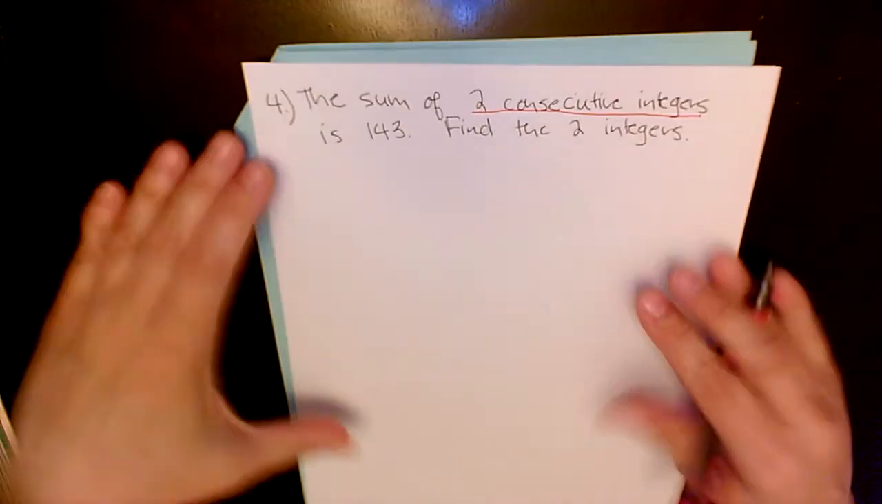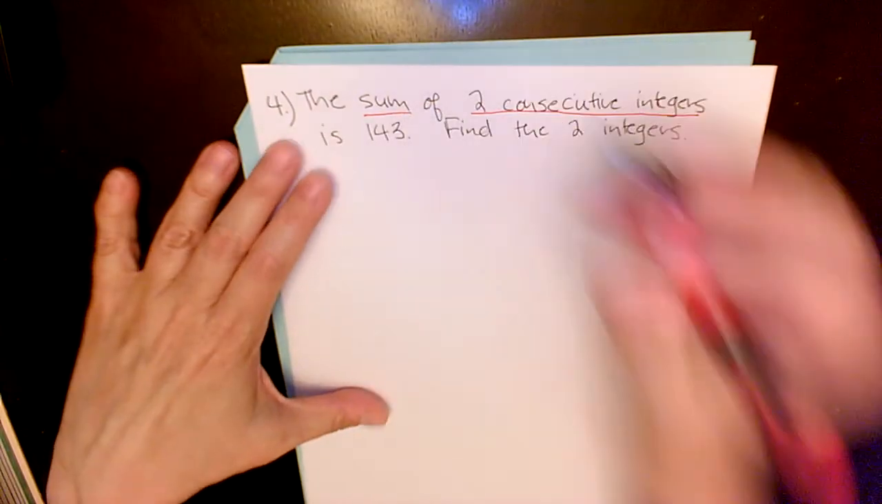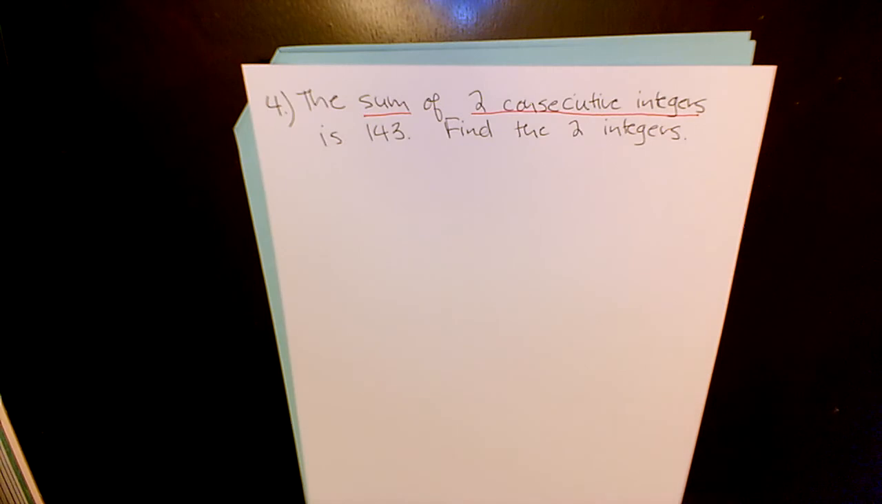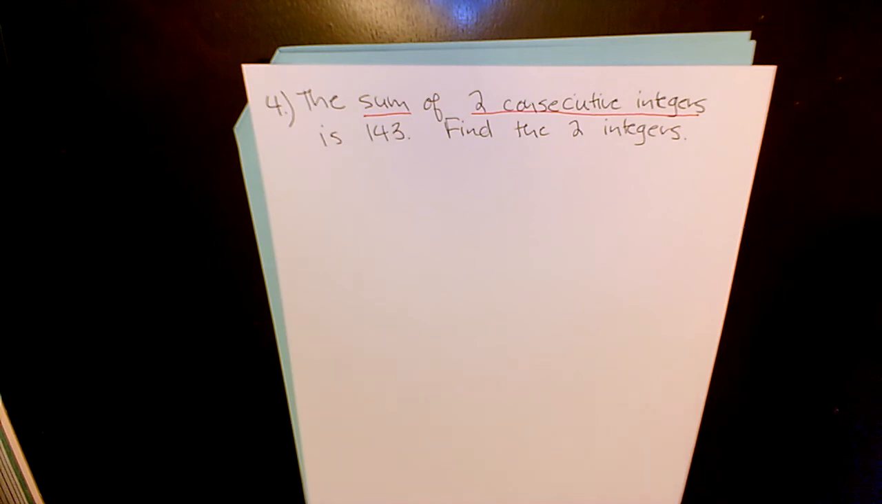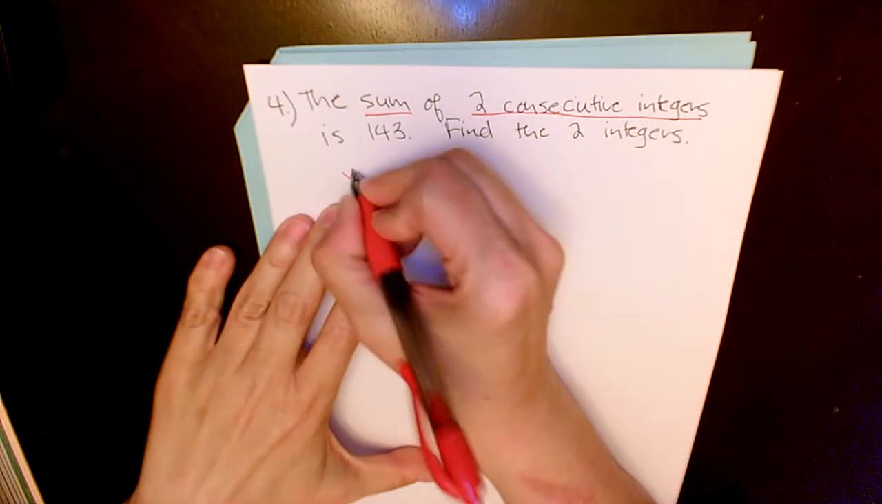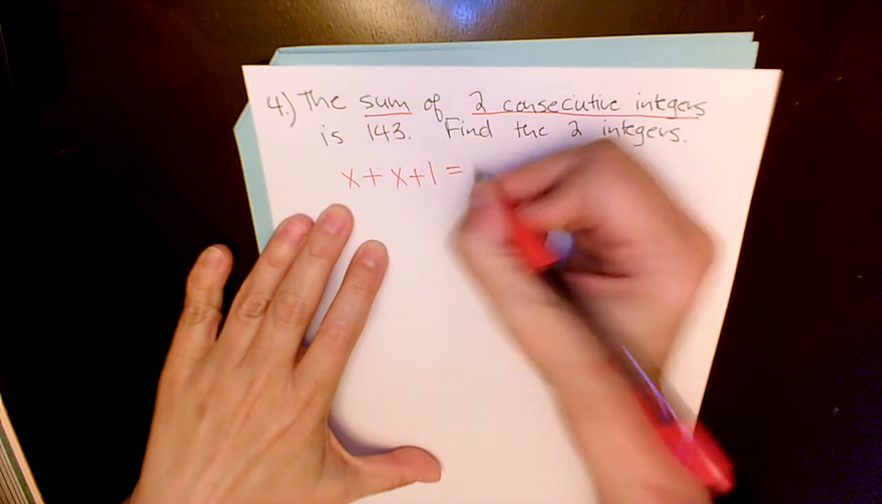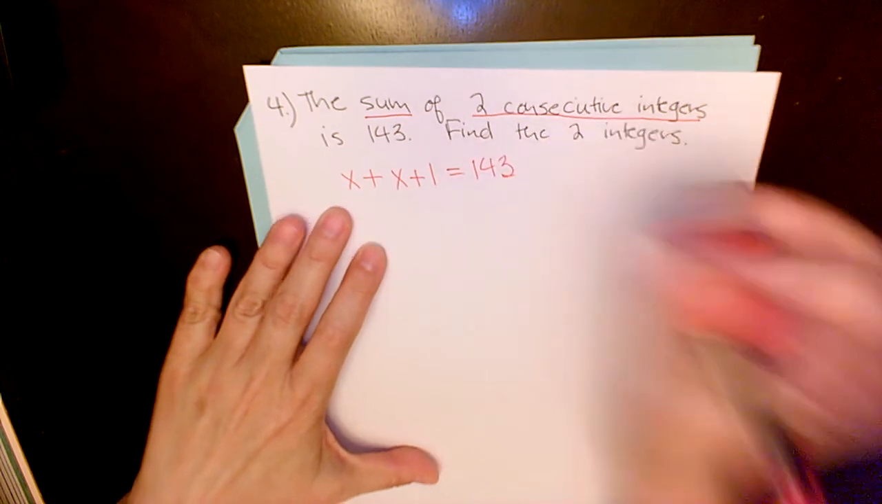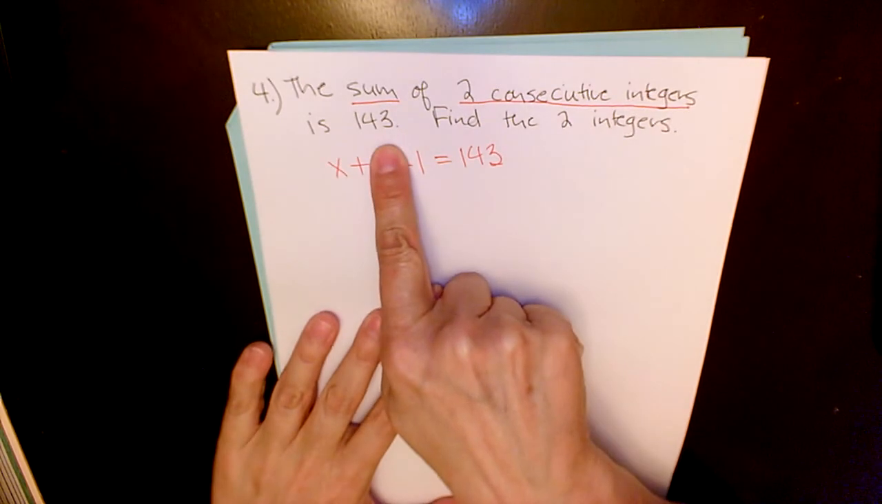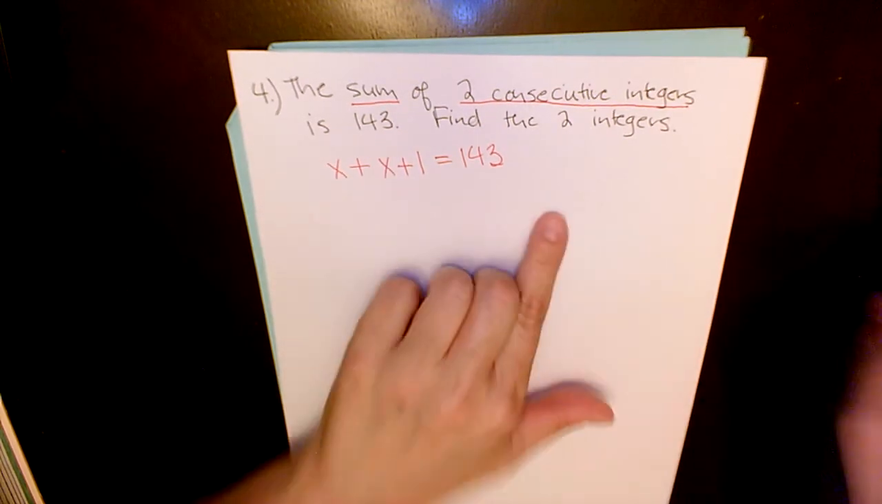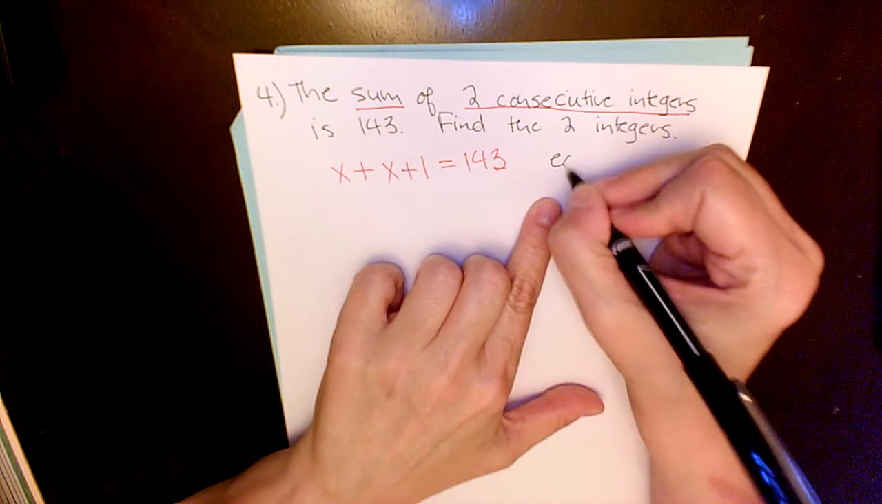And they're also talking about sum, the sum of 2 consecutive integers. And we know that sum is one of our key words. And if you remember, the sum means to add. So we're going to take that x and that x plus 1, and we're going to add them together. And when we do, we are going to get 143. So here is my equation. Let me just write this down.